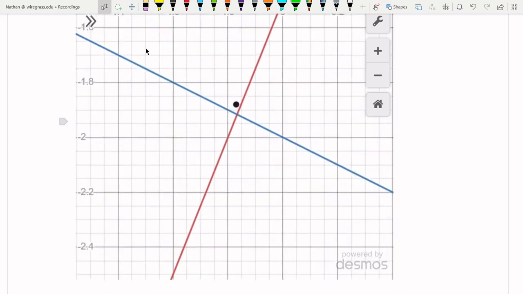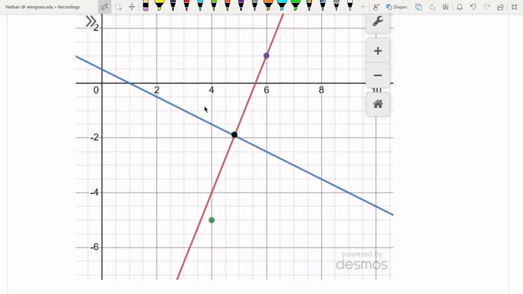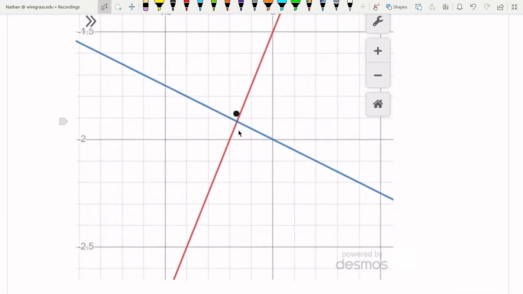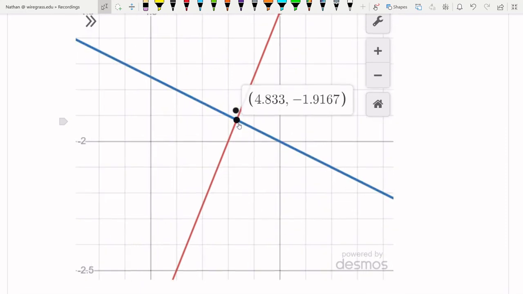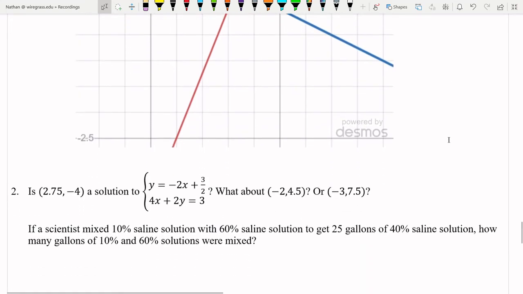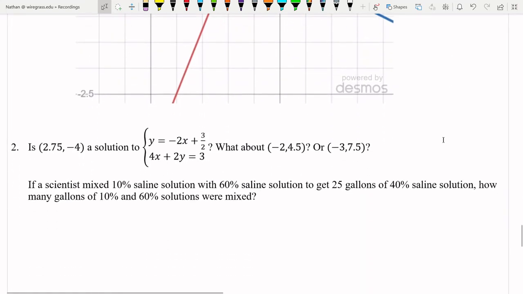Just for reference, I want to show you what the other points look like. Down here is 4, -5. You can see that didn't work for the first equation we tried, and it wouldn't work for the second equation. This one here was 6, 1. This did work for the first equation we tried, but it did not work for the second. It has to work for both for it to be a solution. That's the reason why we have to zoom in, and we can see that that is the only solution to this system. Give it a try in number 2.